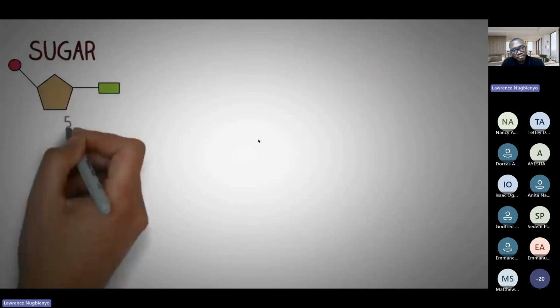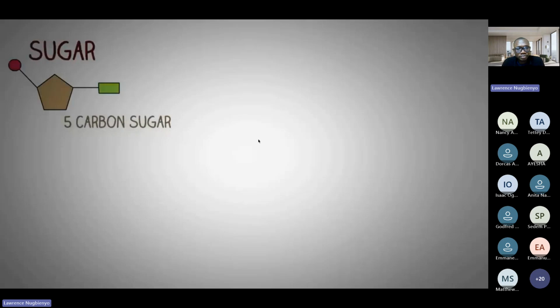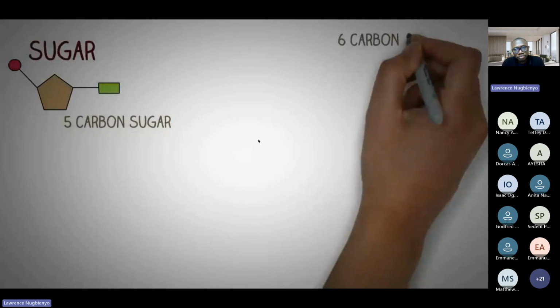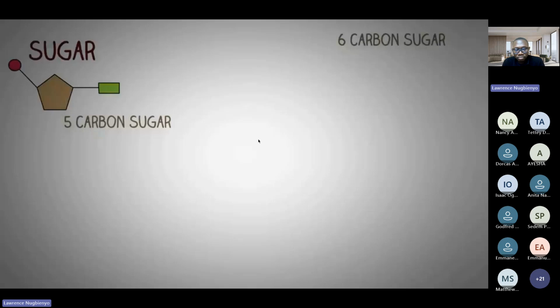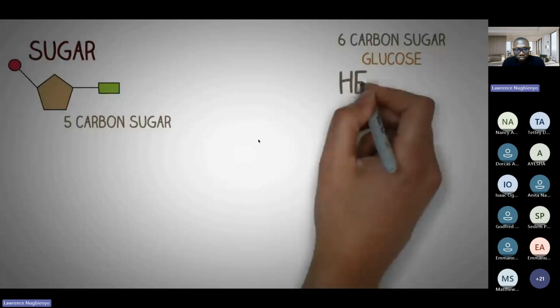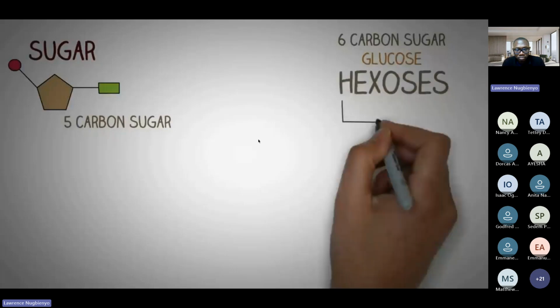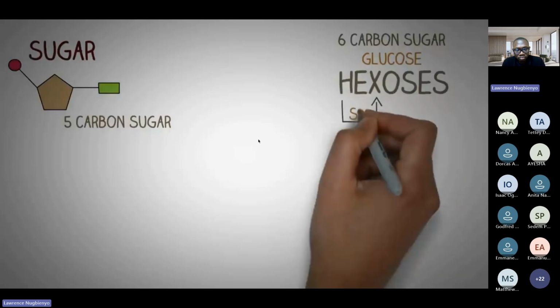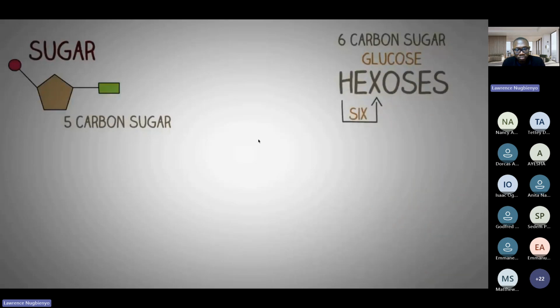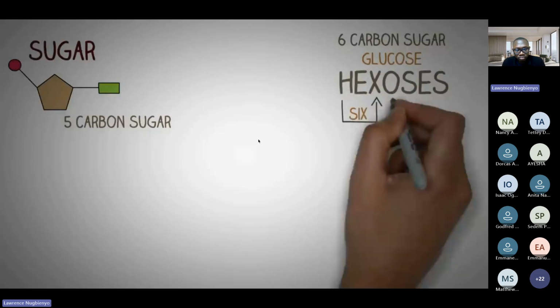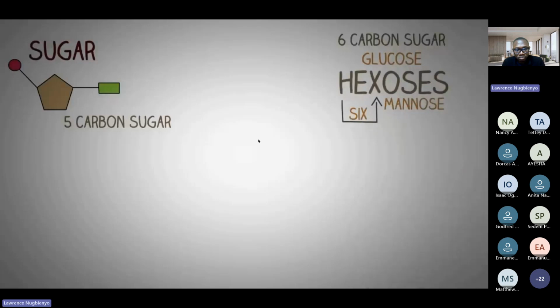So the first is the sugar. The sugar present inside the nucleic acids are 5 carbon sugars. Now most of you know the 6 carbon sugar present inside the body, and most important of them is the glucose. Now in chemical nomenclature, all the 6 carbon sugars are called hexoses. The word hex meaning 6. There are different types of hexoses in our body other than glucose, like mannose and galactose.